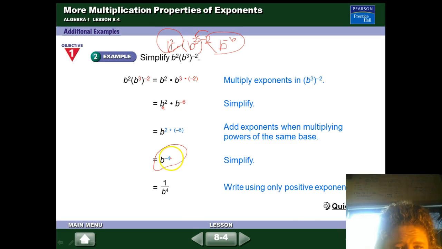Now, can we have negative exponents? That's from the very first section of this chapter. Nope. We put it all over 1. So 1 over b to the 4th. Because I put it over 1, it's now made this positive. So I have b to the +4.